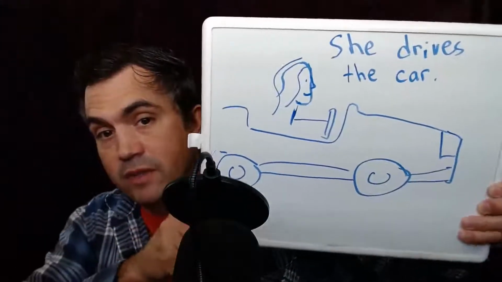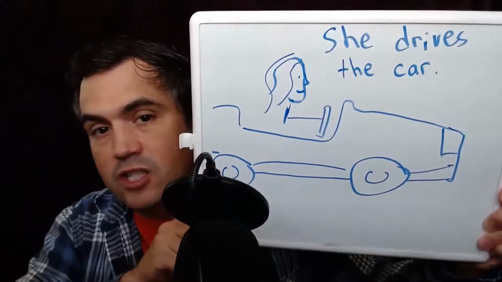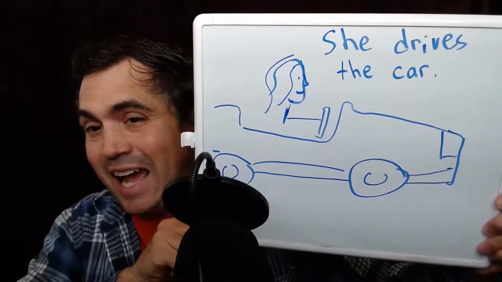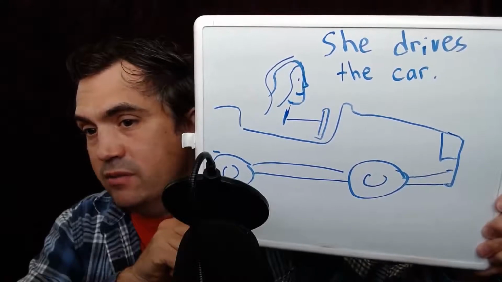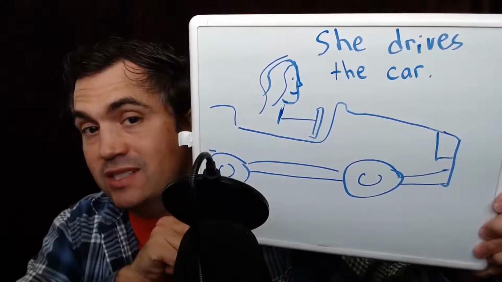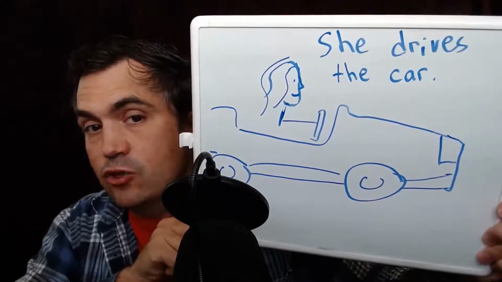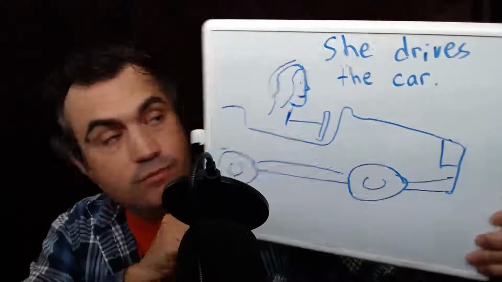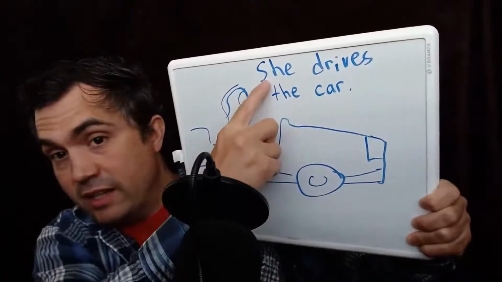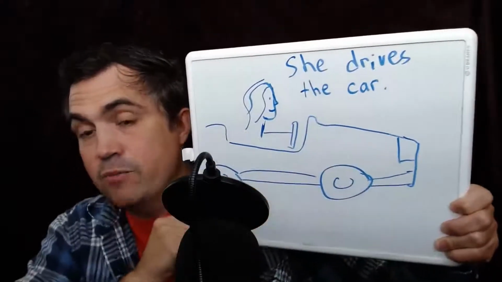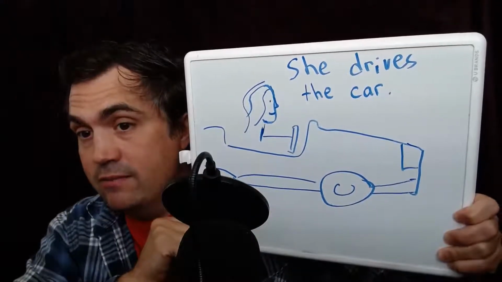Now, excuse me, this board is pretty small, so I don't have much room, but she drives the car. Is that active voice or passive voice? Yes, it's active voice, right? She is the subject. The verb is drives, and the car is the object, right?